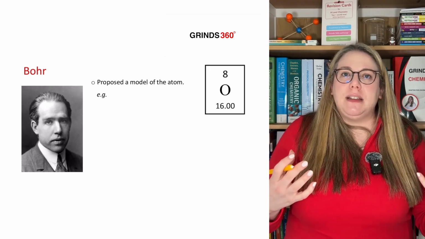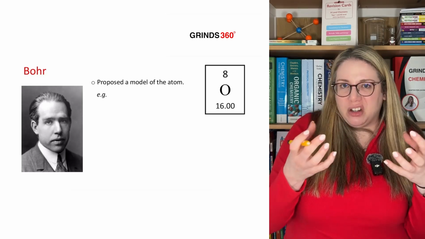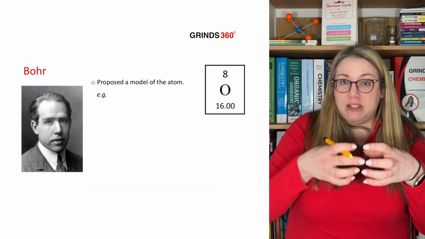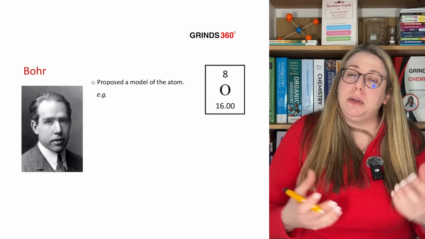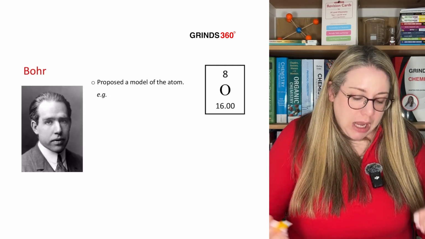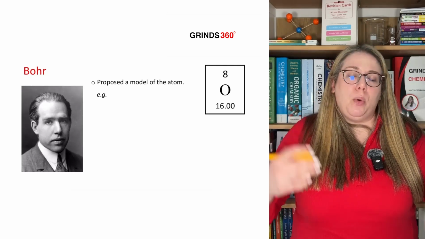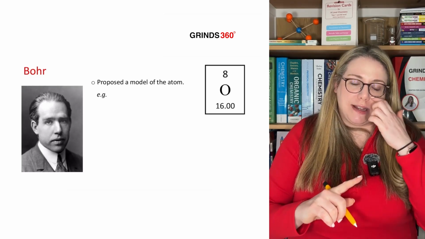Now, I always like to think of that as a blueberry or chocolate chip muffin, where the muffin batter is the positive sphere, and then you've got your chocolate chips randomly dotted throughout it. That's what the plum pudding model technically looked like. Nobody eats plum pudding anymore. It's disgusting. But Bohr took over after Thomson had been studying the atom.